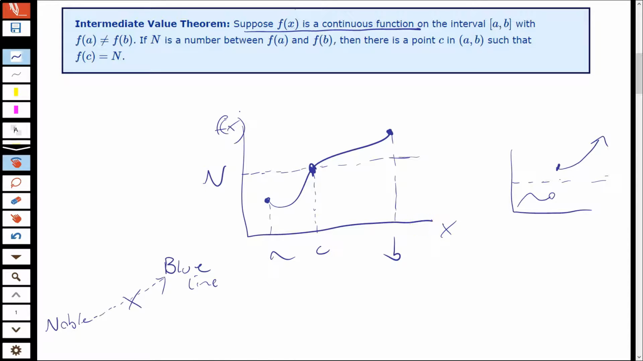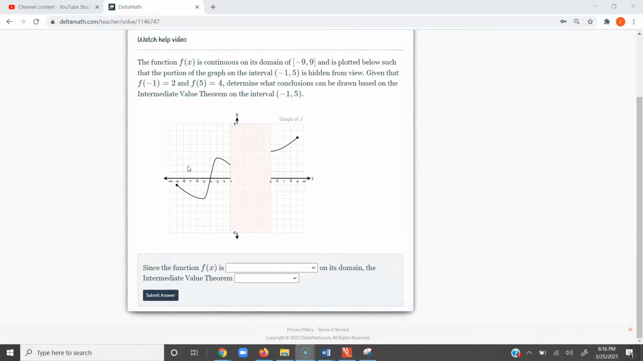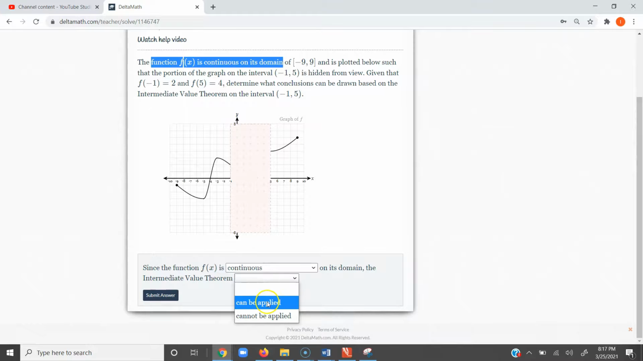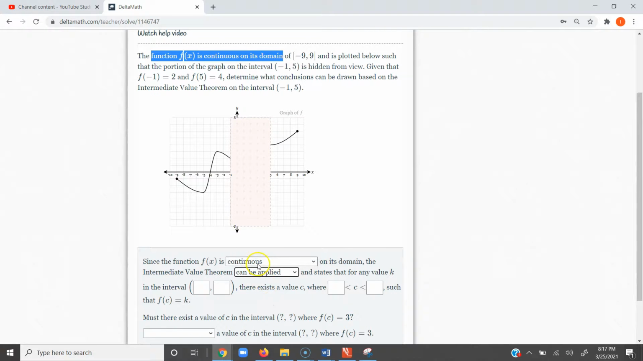Let's look at a couple of Delta Math problems. Okay, here's what we got. Notice it tells us that this function is continuous on its whole domain, and they hide a piece of this graph from us. So from -1 to 5 is hidden from view. Knowing that this is continuous, based on the intermediate value theorem, we know that this left-hand piece connects with this right-hand piece, right? So before we even worry about this too much, we're going to say that because f is continuous, the intermediate value theorem can be applied. And these two things always go together, because that's the hypothesis of the theorem, right? The theorem only applies when f is continuous.